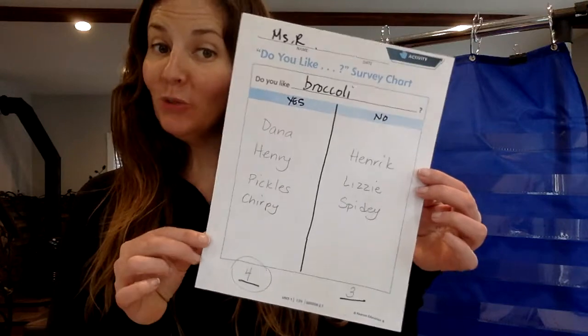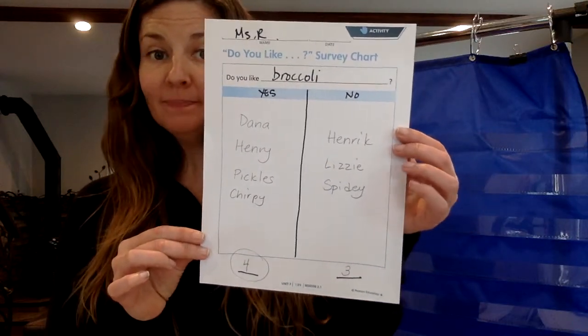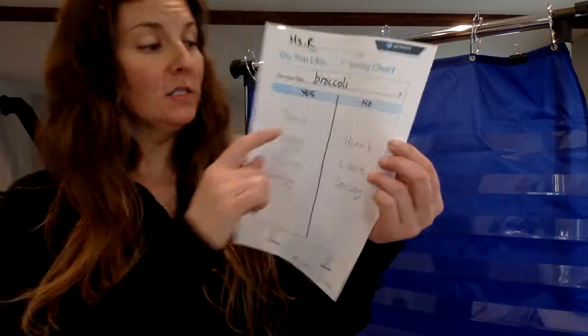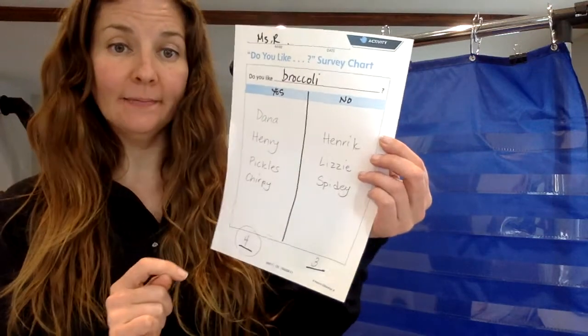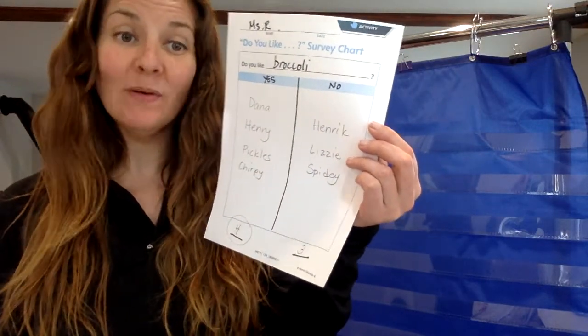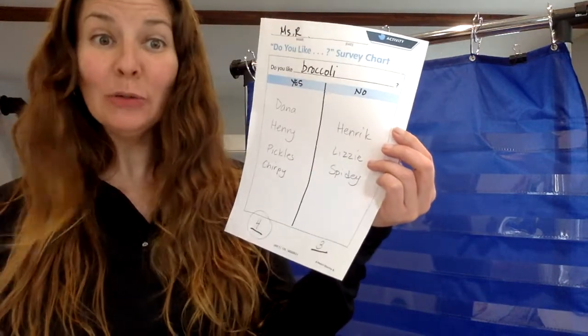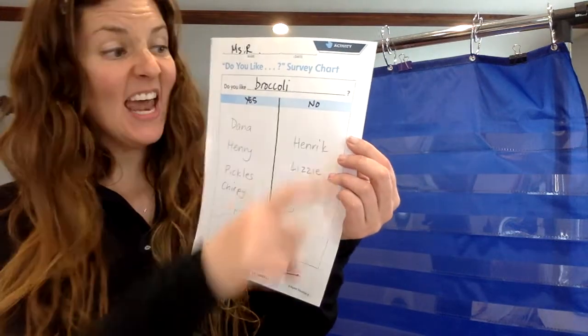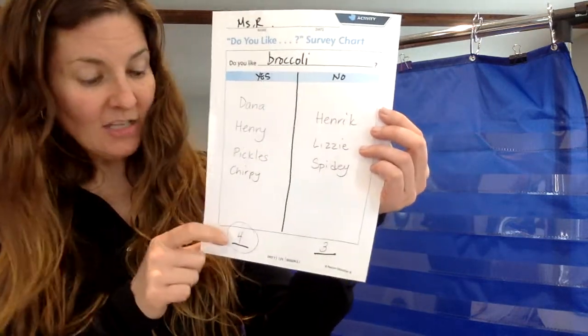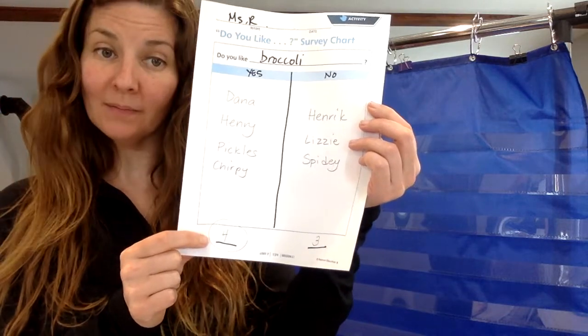Now, have you been doing your survey questions? My survey question was, do you like broccoli? And I asked everybody that was in my house, including the animals. 4 of us said yes. 3 of us said no. So I circled the one that had more.